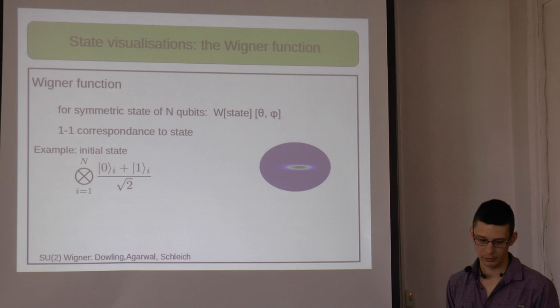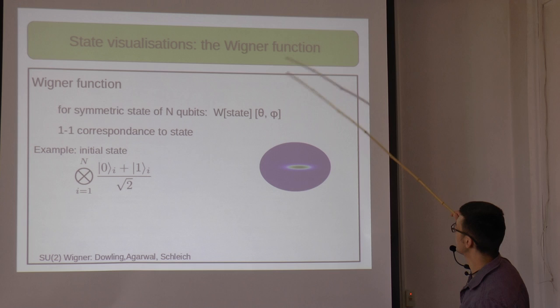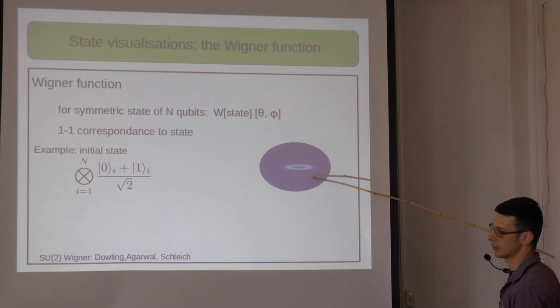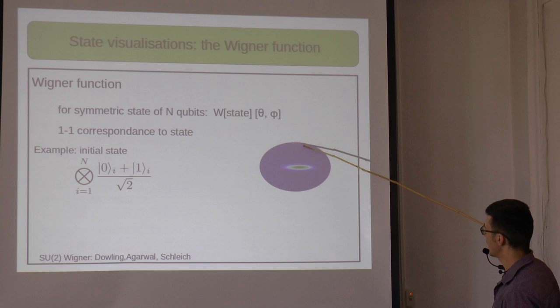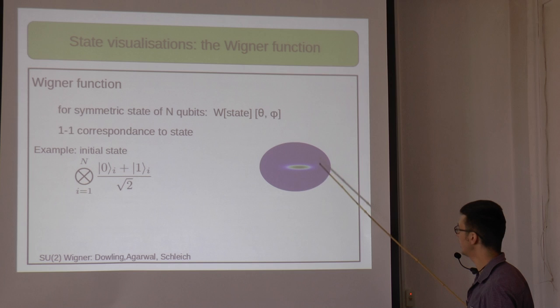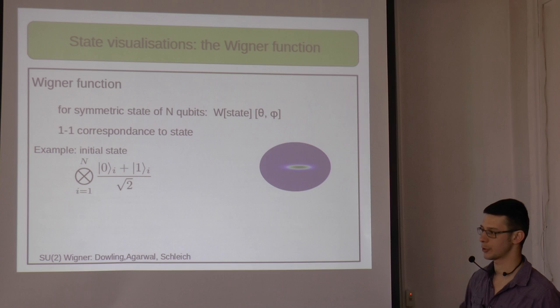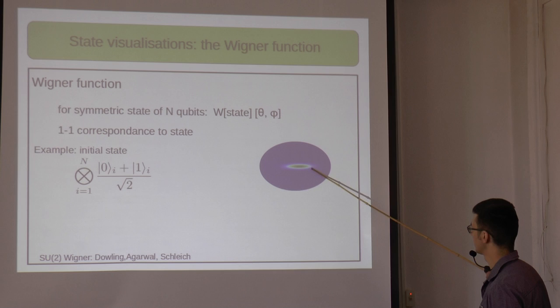I'm talking about the Wigner function because it's a very nice visualization of the state. Instead of a formula for the state, we have a picture of the state. N qubits are visualized on a sphere with the radius n over 2. And here is the Wigner function of our initial state, 0 plus 1 over square root of 2. So it's on a sphere, and it's a so-called Gaussian state. So it's just one peak.